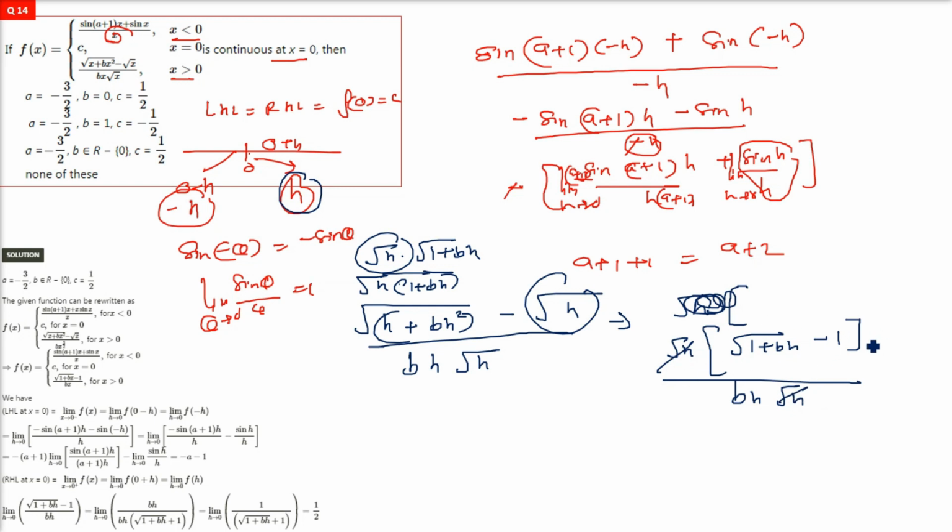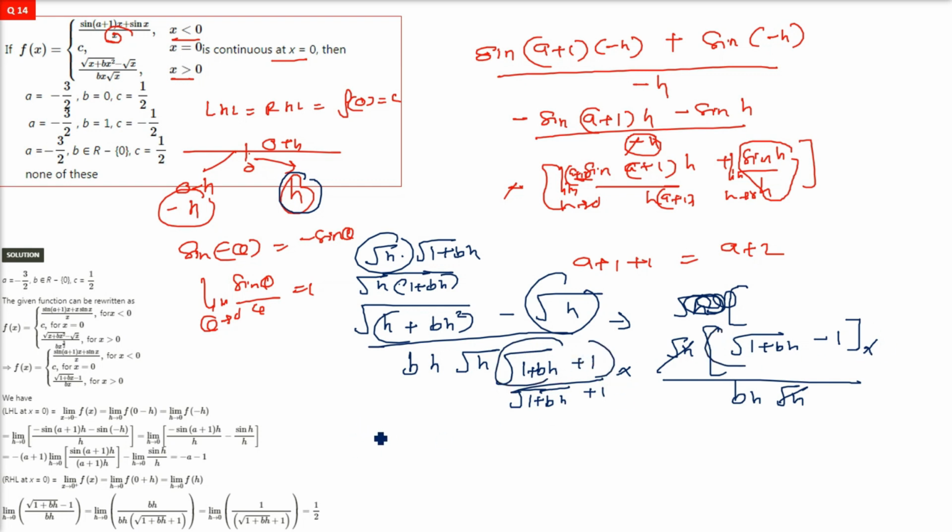Now this we have to rationalize. So a minus b is there, so a plus b you have to multiply. So in this case, you have to multiply it by under root 1 plus bh plus 1. Here also under root 1 plus bh plus 1. So this is a plus b, this is a minus b.